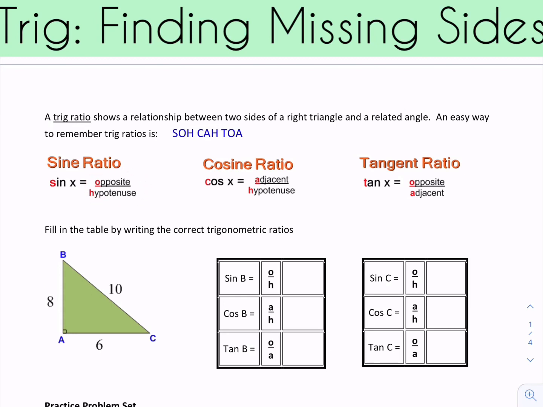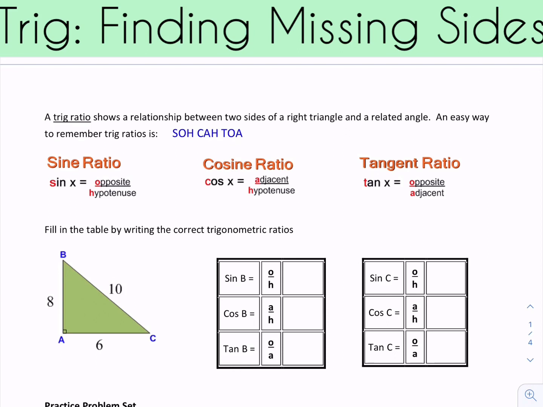The cosine ratio is cos x equals the adjacent side, the next-to side, divided by the hypotenuse. And the tangent ratio is tan x equals the opposite side divided by the adjacent side. So what we're going to do, before we start problem solving, is the next exercise: can you take this right triangle ABC, A being the right angle, and fill in all the trig ratios?